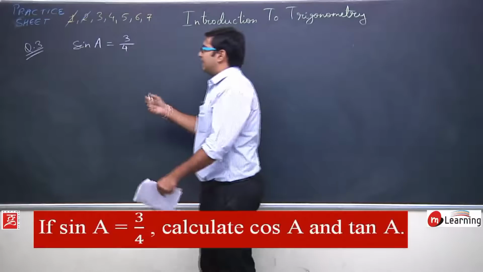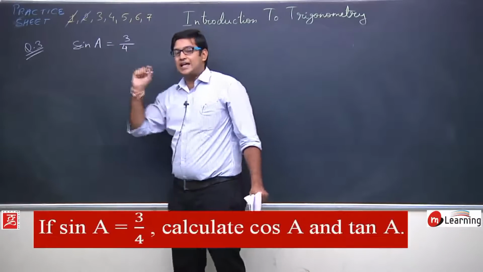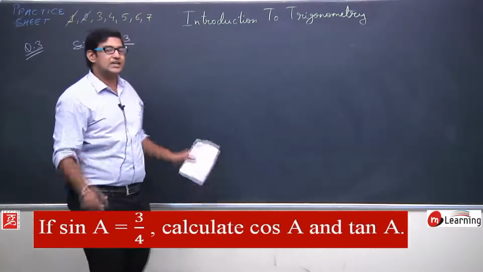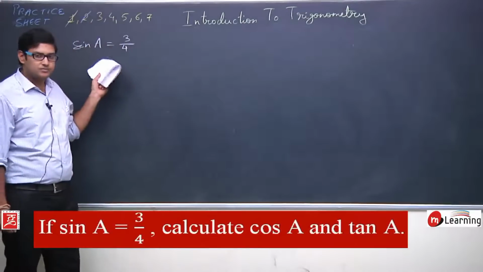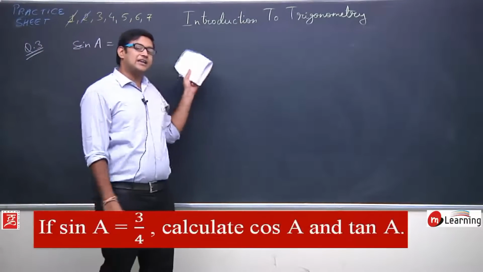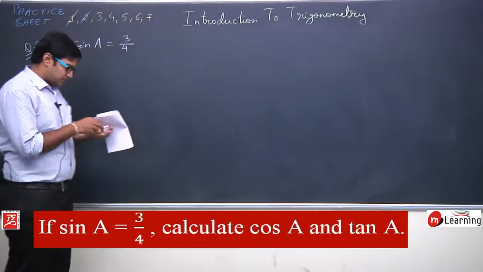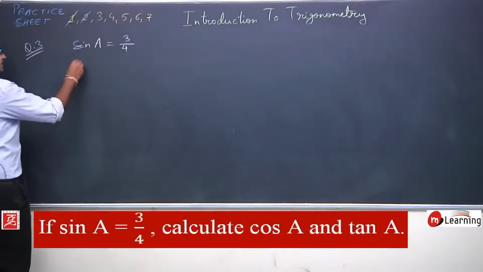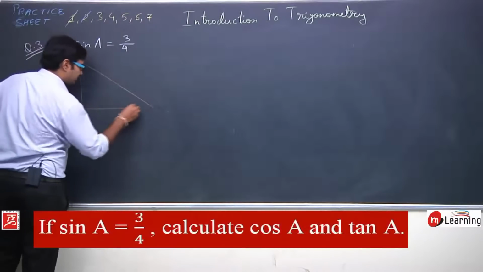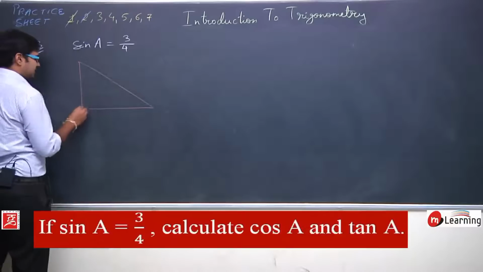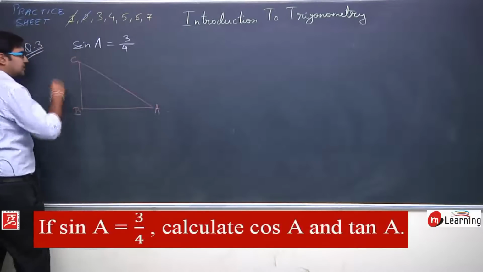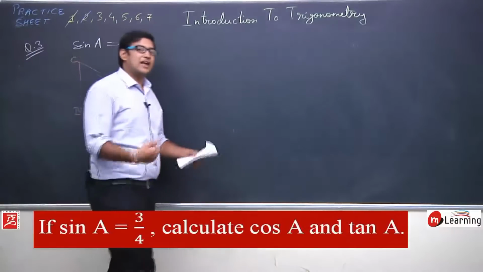So definitely, if sine of A is given as 3 upon 4, it means there is some right angled triangle in which there is some angle A, and the sine ratio for that angle A is given as 3 upon 4. So for that, what I will do is I will definitely draw a right angled triangle. Okay, this is a right angled triangle ABC. This is what I have drawn.